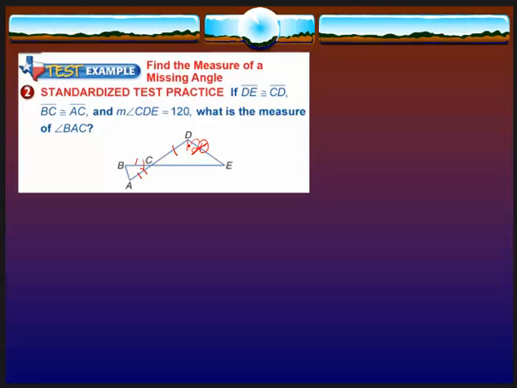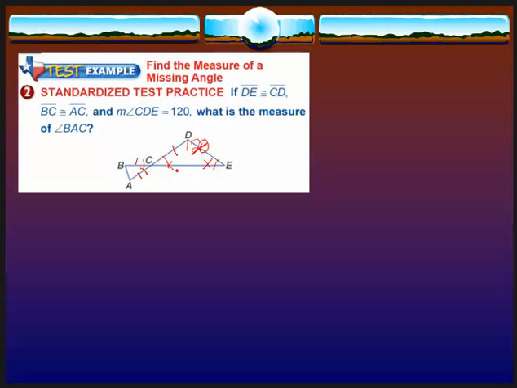If I know that this top angle is 120 degrees, can I figure out either one of these angles? Yes, I can. How am I going to do that? What do I know about these two angles? If these two sides are congruent, what do I know about these two angles now? We just learned a theorem that says these two angles are congruent. So if I called this one X, I would have to call this one X.